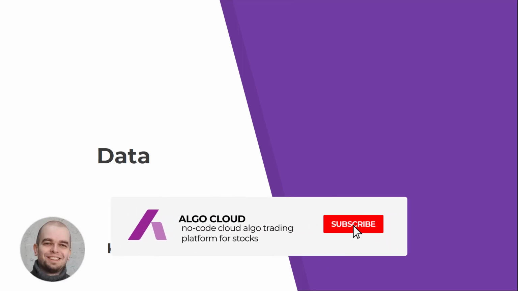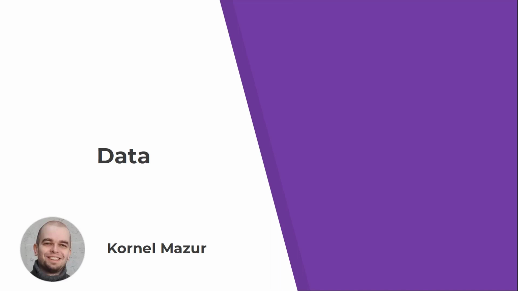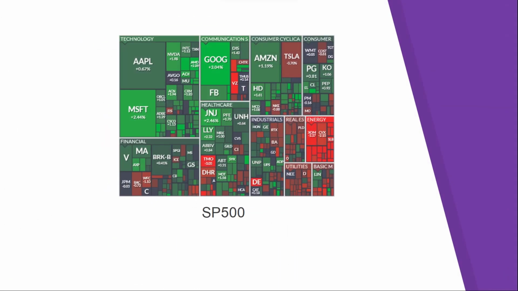When it comes to stock picking, we always work with a group of stocks. We can say that the basic group is the S&P 500 index, which is the 500 largest US companies. Better said, the 500 stocks of the largest US companies. And of course, we have to select this group of stocks with AlgoCloud as well. And that's what I'm going to show you now.